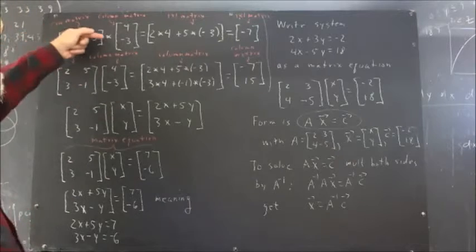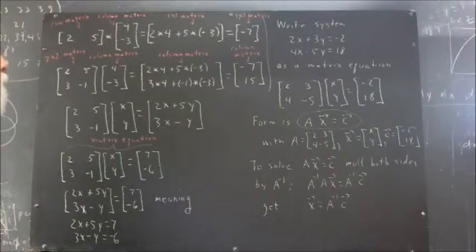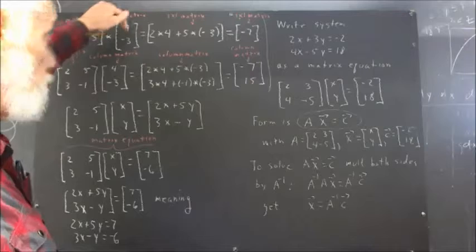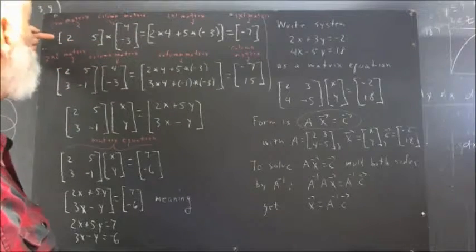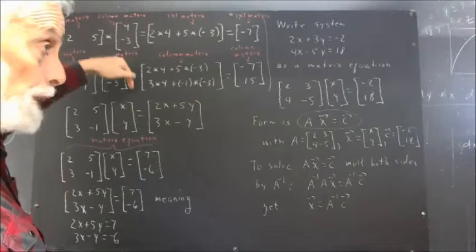Now, again, this is called a row matrix. This is called a column matrix. We can always multiply a row matrix by a column matrix, provided we have exactly the same number of entries in the row as we do in the column.